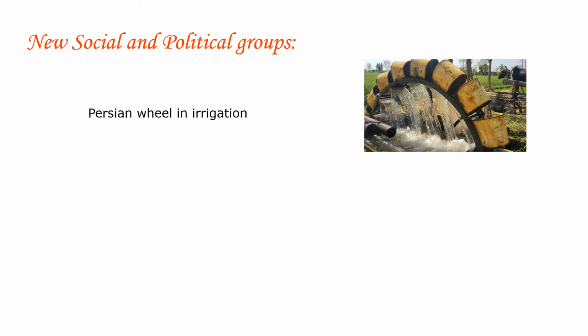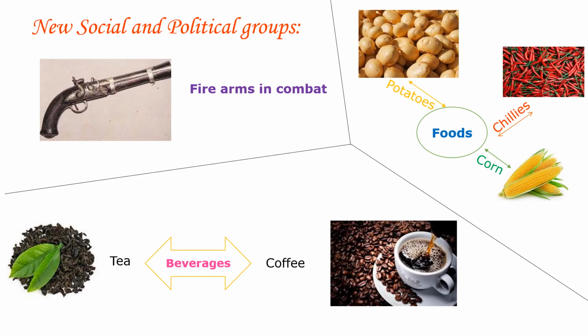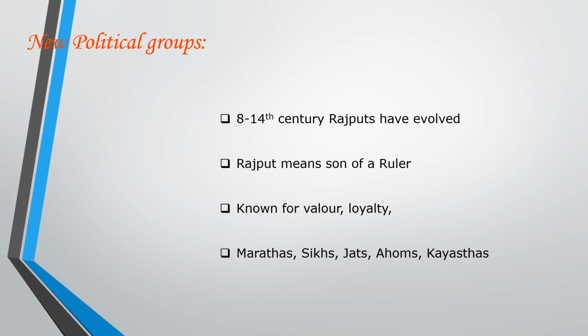The first social change you can see is that the Persian wheel was introduced in irrigation, the spinning wheel in weaving, and firearms in combat. Food items like potatoes, chilies, and corn, and beverages like tea and coffee were brought by the many travelers who came to our country to do trade. And how did the political changes take place?